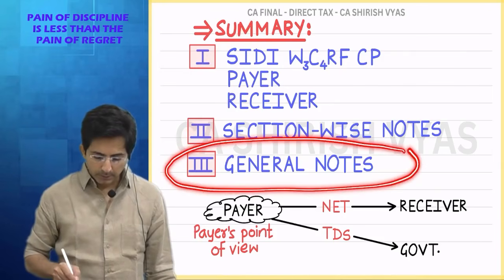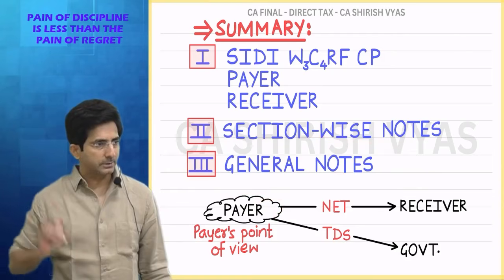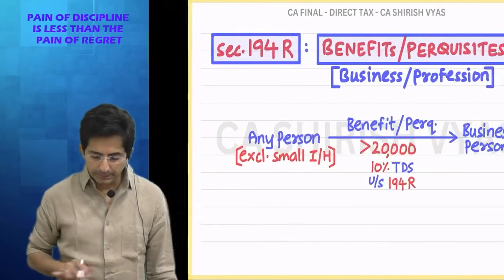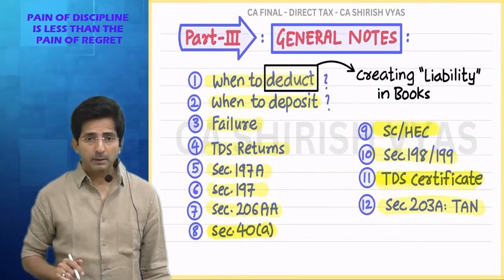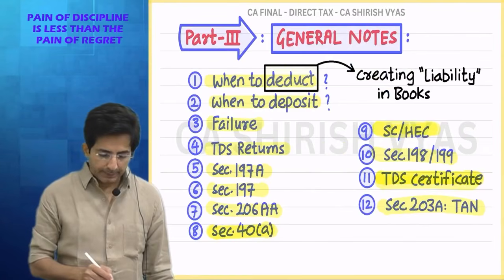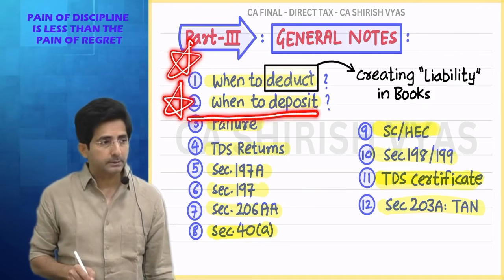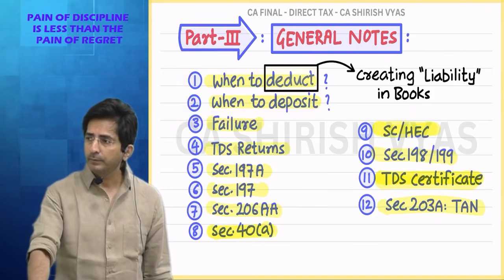General notes. General means these are common points applicable mostly in all sections. That's why I have written general notes. Now see, in general notes, in all we have got 12 points. In that, point number 1 and 2 are the most important and lengthy points. Most important, points 1 and 2.